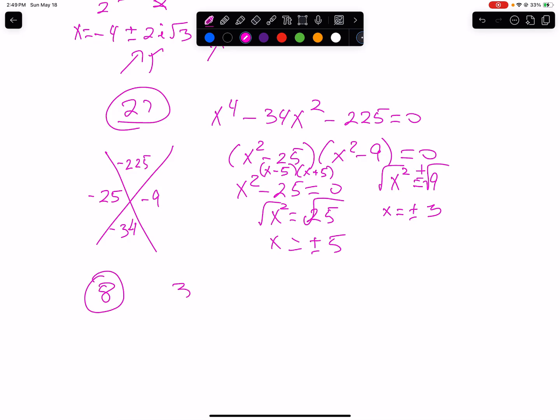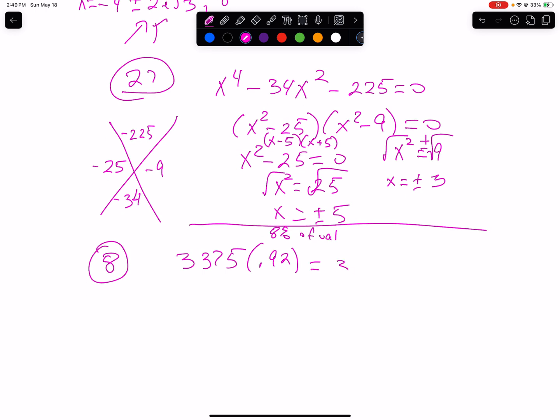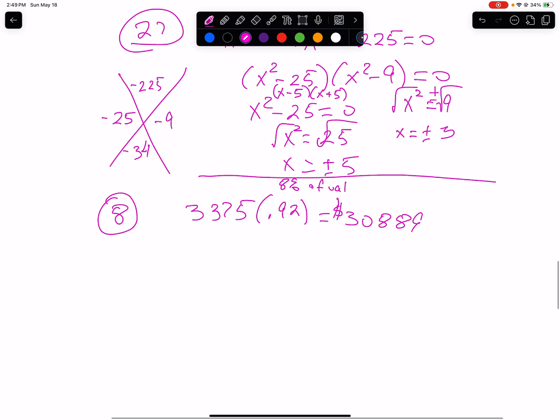So we started with 33.75, and then we're going to multiply that times 0.92 because it lost 8% value. And that equals 30,889. And then every time after that, it loses 15%. So 1 minus 0.15 equals 0.85. So we're going to start with the 3,889. It's actually a good problem, even though it's mean, because it's true to life.